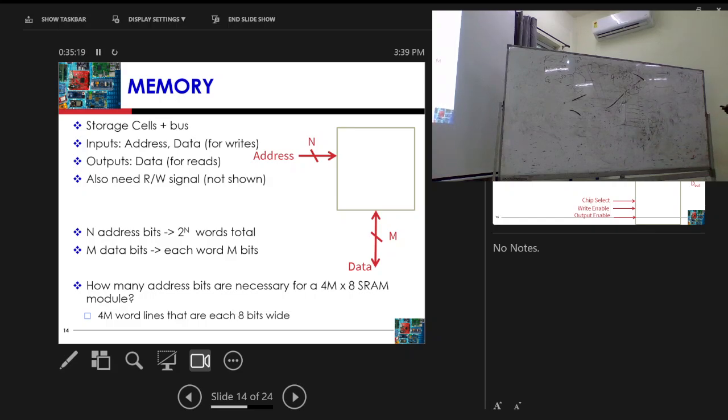Right, so now here we have 4M by 8. As I said, the 8 is the data width. Now I need the number of locations. So all I do is 4M. M is 2 to the power 20. Times 4 is 2 to the power 2. So my total number of locations is 2 to the power 22. Very important. Now, out of these 2 to the power 22 locations, I need a way to address each location. How many bits do I use to address those locations?